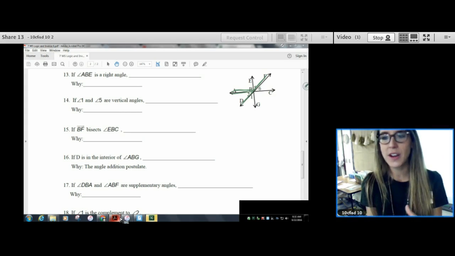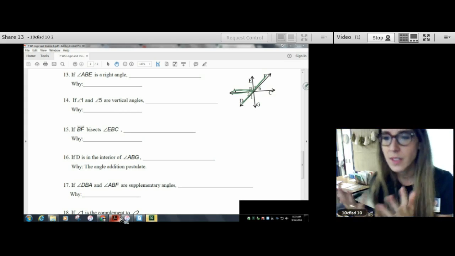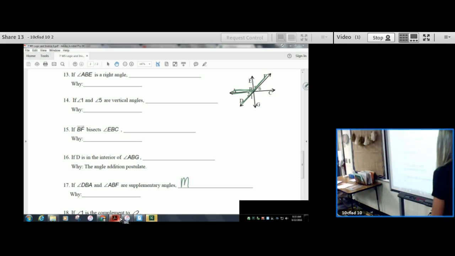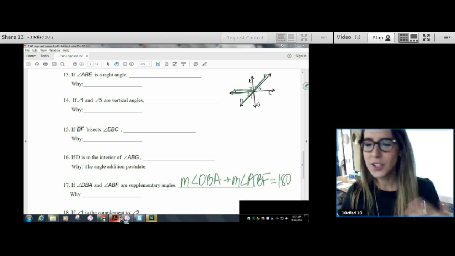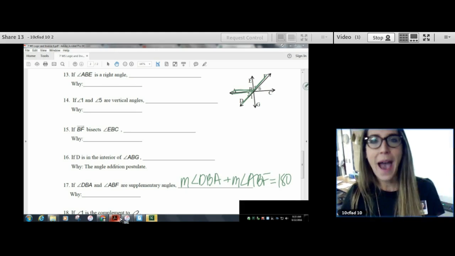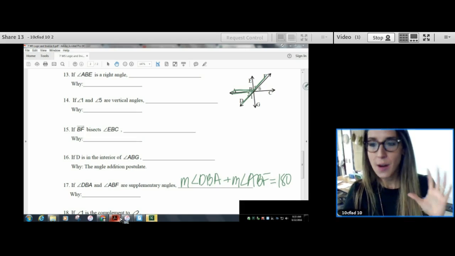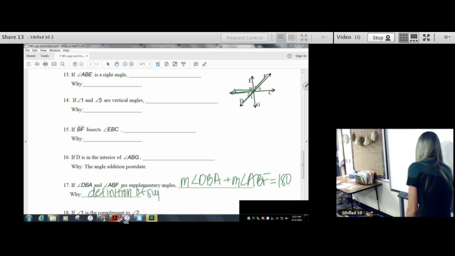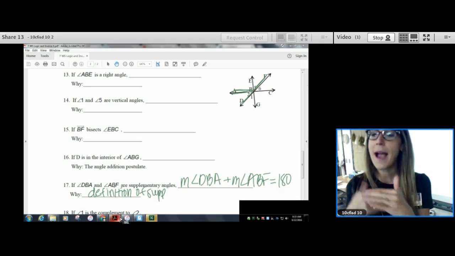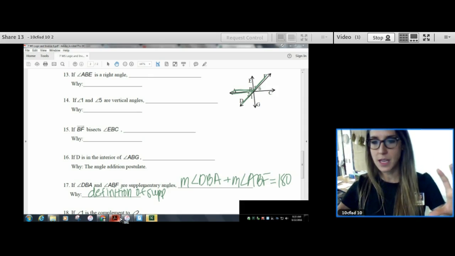If two angles are supplementary, what does that mean? Yes, then their measures equal 180. So the measure of angle DBA plus the measure of angle ABF equals 180. And why does it equal 180? You have to back up your evidence. In court, you don't just say someone's guilty because you have a gut feeling. You back it up with evidence. So we need evidence, and we have some. It is called the definition of supplementary. That is the evidence. That's how you back up the fact that supplementary means adds up to equal 180.